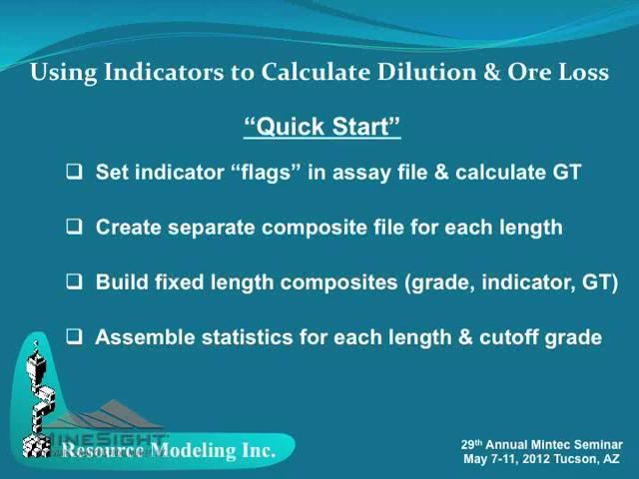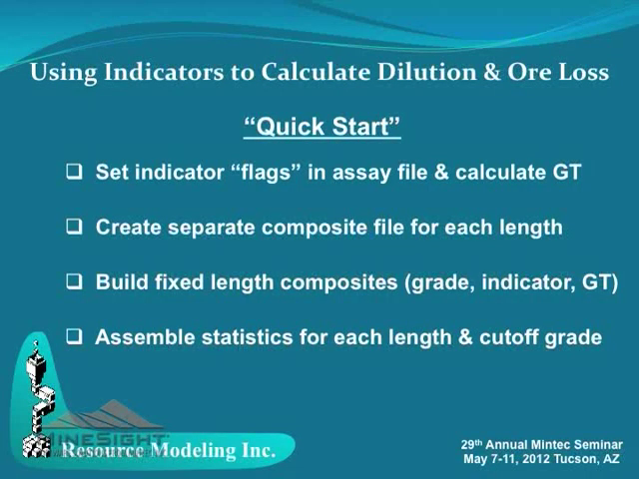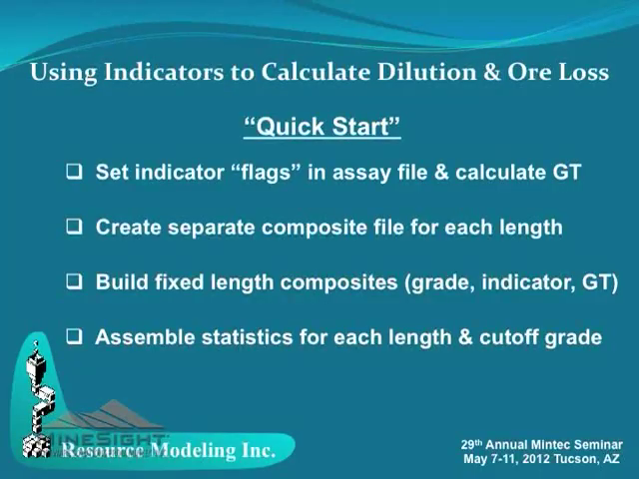So let's just look at some of the ways to go about this real quick. We set those same 0, 1 indicators in our assay file, and then we calculate a grade thickness product, multiplying grade times the length of that assay interval, and store it. Now we create separate composite files, but instead of for a cutoff grade, each composite file is going to represent a unique length. We go ahead and build fixed length composites then, and we're going to composite the grade, that indicator field, and then that grade thickness product.